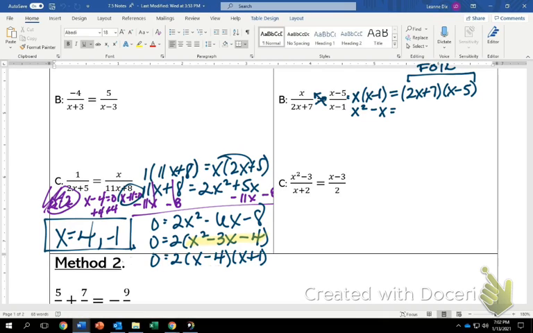So I'm going to do my first. That'll give me 2x squared. Outside gives me negative 10x. Inside gives me positive 7x. And then the last gives me negative 35. I can combine my like terms right here. So I'm going to carry this part down because I haven't really dealt with it yet. And I'm going to get a positive 3x minus 35.